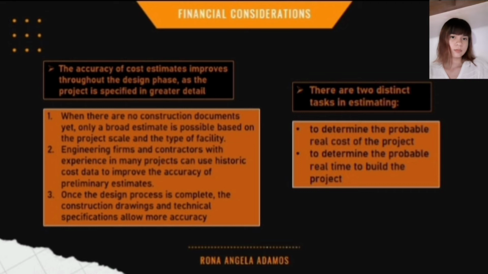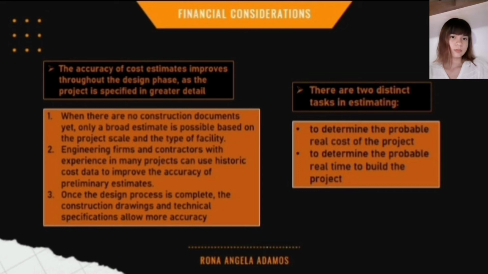First, when there are no construction documents yet, only a broad estimate is possible based on the project scale and the type of facility. Second, engineering firms and contractors with experience in many projects can use historic cost data to improve the accuracy of preliminary estimates. And third, once the design process is complete, the construction drawings and technical specifications allow more accuracy.